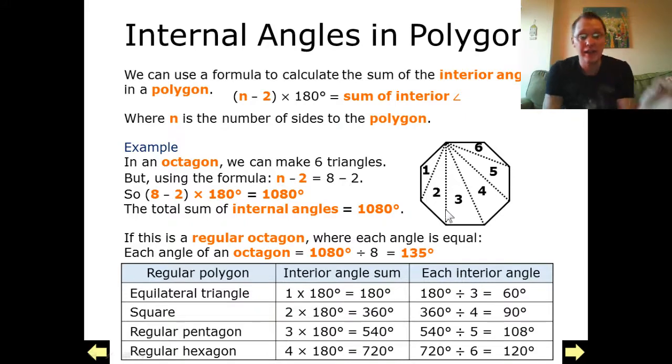Now, if we are told that this is a regular polygon, so all sides and all angles are equal, we could actually calculate a single interior angle for this shape by simply dividing it by how many angles there are within the shape. So 1080 divided by 8, a single angle within our octagon is 135 degrees. And of course we can use this to find other sided shapes also. So a regular triangle or an equilateral triangle will be 60. We know that a square will be 90. A pentagon will be 108 and a hexagon will be 120.